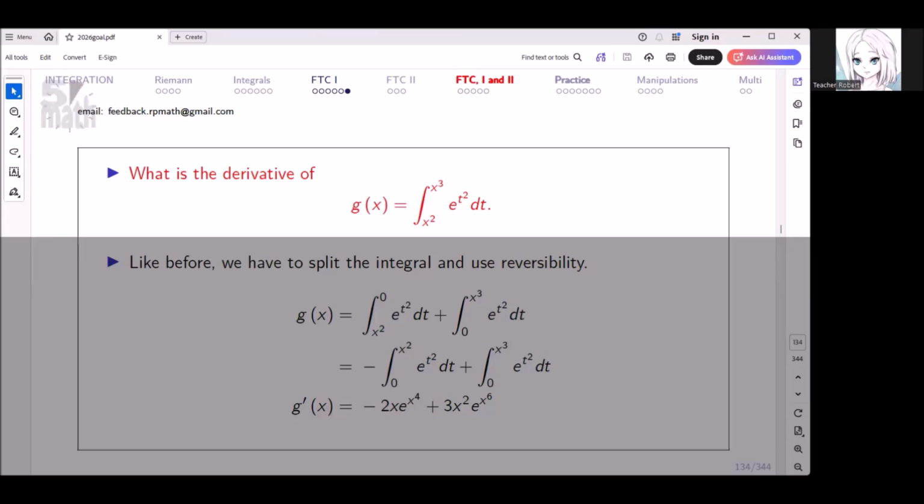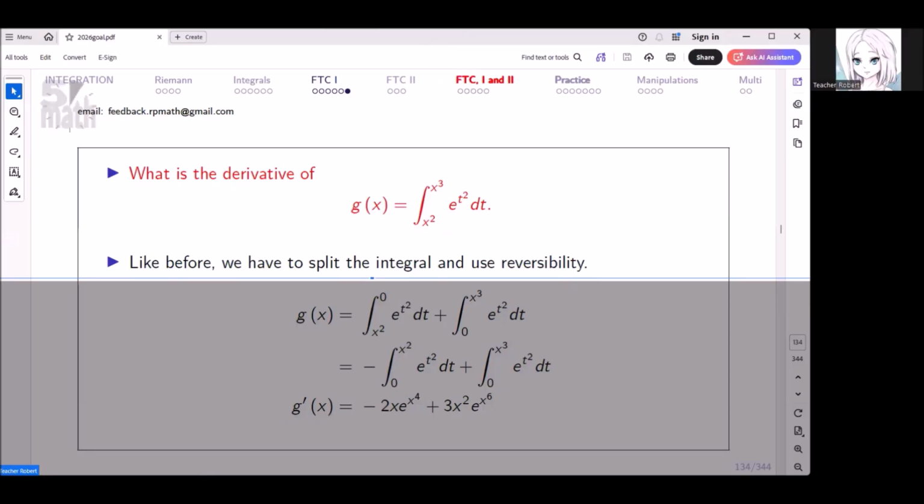What is the derivative of g of x equals the integral from x squared to x cubed of e to the t squared dt? Like before, we have to split the integral and use reversibility.